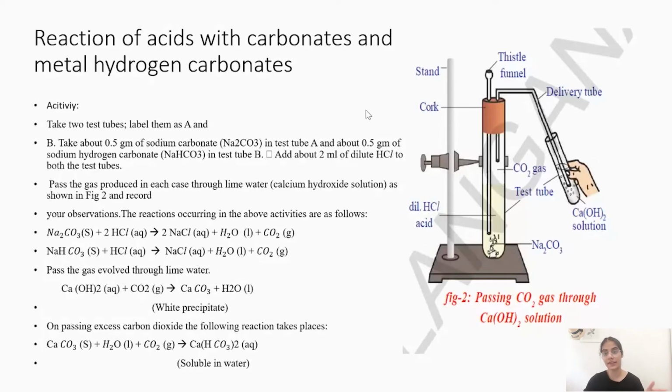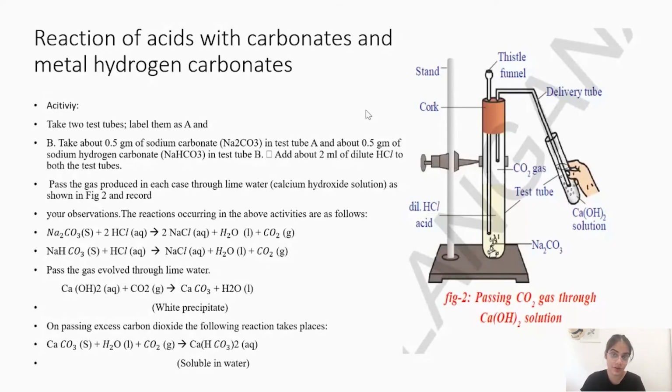If you pass excess gas, meaning if you pass that CO2 gas through the previous solution for a very long period of time, then calcium hydrogen carbonate will be formed, which is soluble in water, and that white precipitate will disappear. So these are important equations one must always remember.